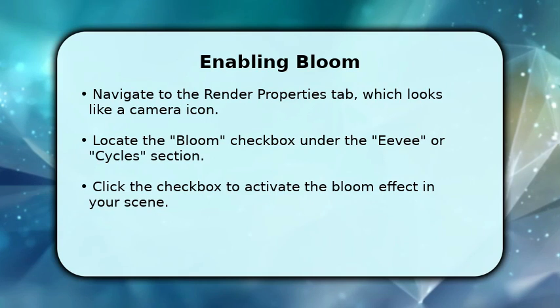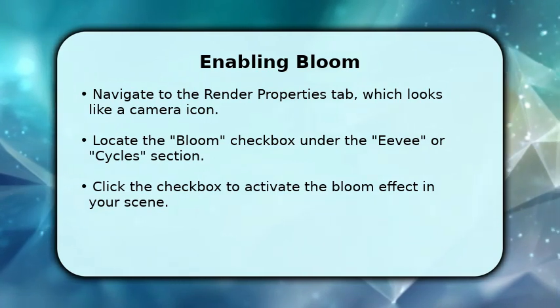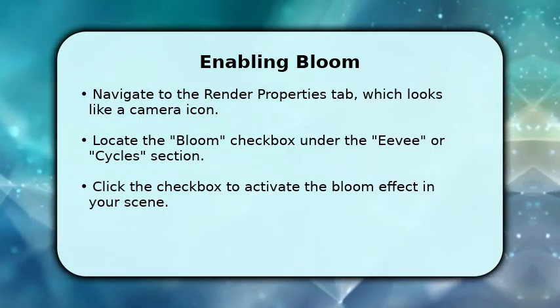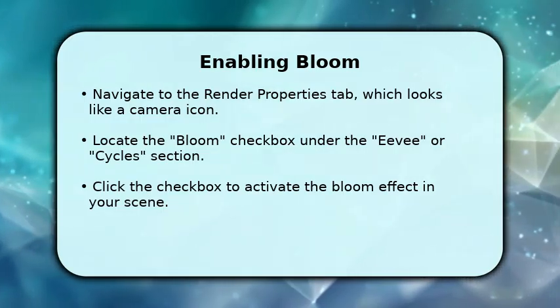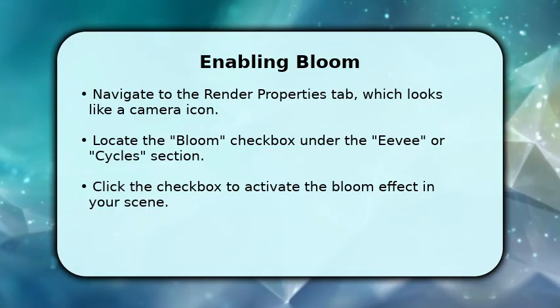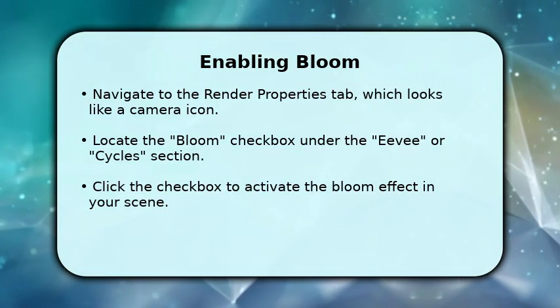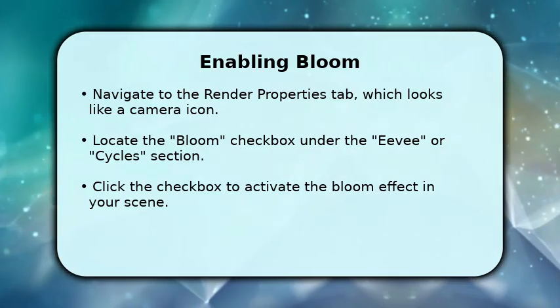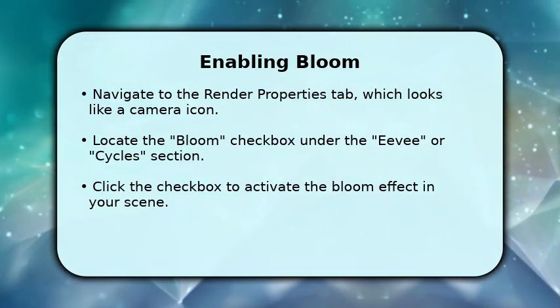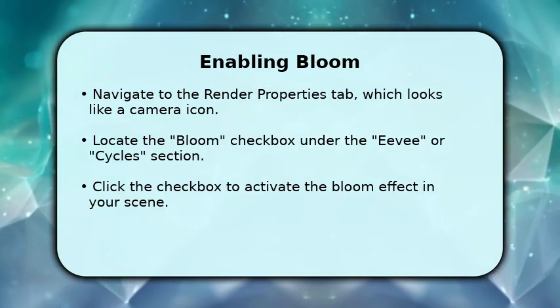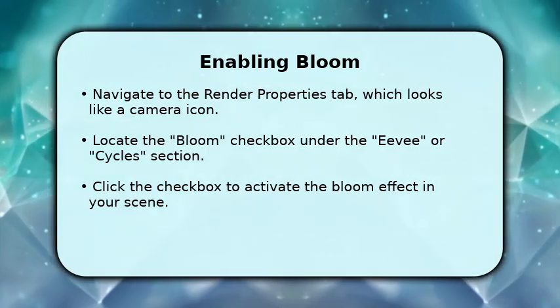To enable bloom, begin by opening your Blender project. Next, look for the Render Properties tab on the right-hand side, which is represented by a small camera icon. Once there, scroll down until you find the Bloom section. Simply click the checkbox next to Bloom to turn it on. You should immediately see a subtle glow around bright objects in your viewport, bringing your scene to life.